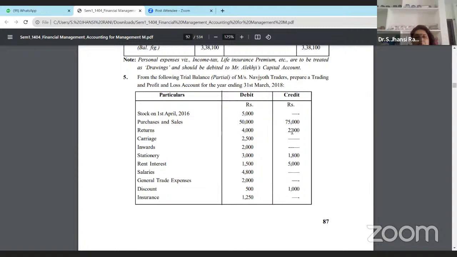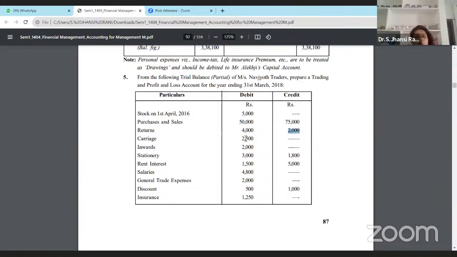And this 2000 is purchase returns. And always remember that returns amount should be deducted from the respective item. For example, if it is a purchase returns, deduct it from purchases. If it's a sales returns, deduct it from sales. Now, carriage. Carriage they have given directly in the debit column, and we do not know whether it is carriage inwards or carriage outwards.